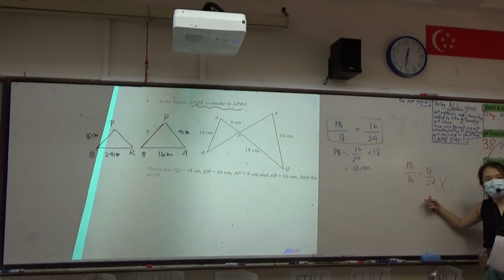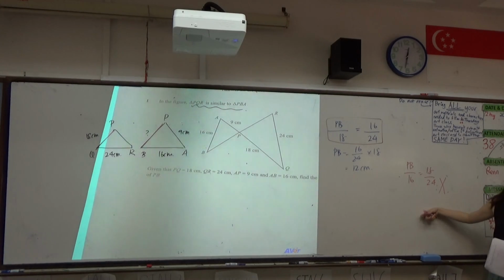Although calculation wise, you do get 12 cm, the concept over here is not correct. Alright, so I'm being lenient to have awarded 1 mark instead of giving 0 marks. Technically it should have been a 0. So this one is a wrong concept.